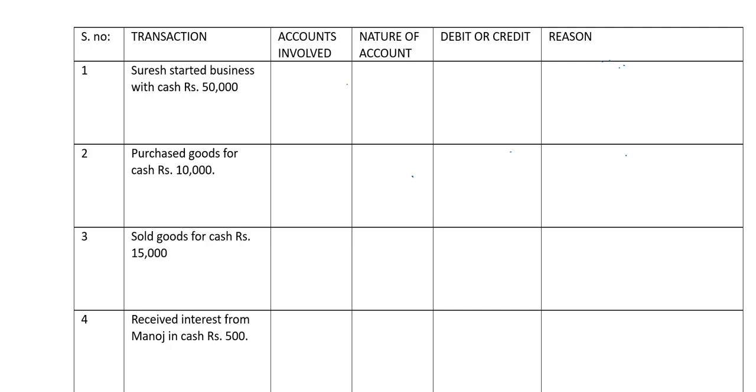Let's analyze a few transactions using traditional approach. Suresh started business with cash 50,000 rupees. Now as per the accounting equation, we will increase the cash and also increase the capital. So the accounts involved are cash account and capital account. Cash account is a real account and capital account is a personal account.